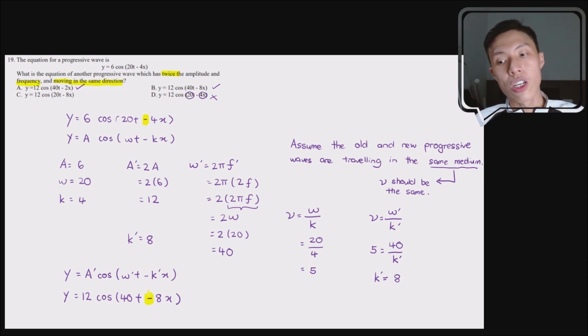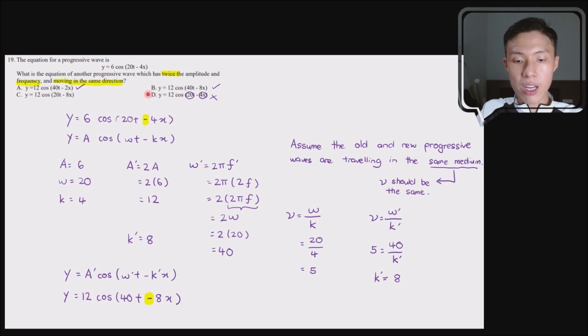So now once we have determined the amplitude, the angular frequency, and the wave number, we determine all these 3 values already, we should be able to find the answer for this question to be B. Okay, so we are making an assumption where the 2 progressive waves are traveling in the same medium in order to assume that they have the same wave propagation speed or velocity. Okay, so this is how we solve question 19. So let's move on to the next question.